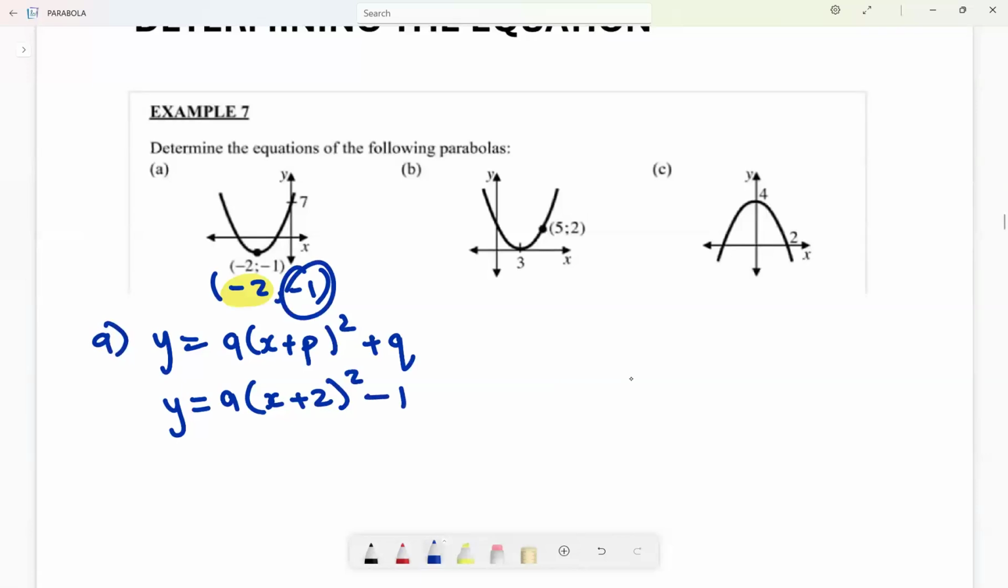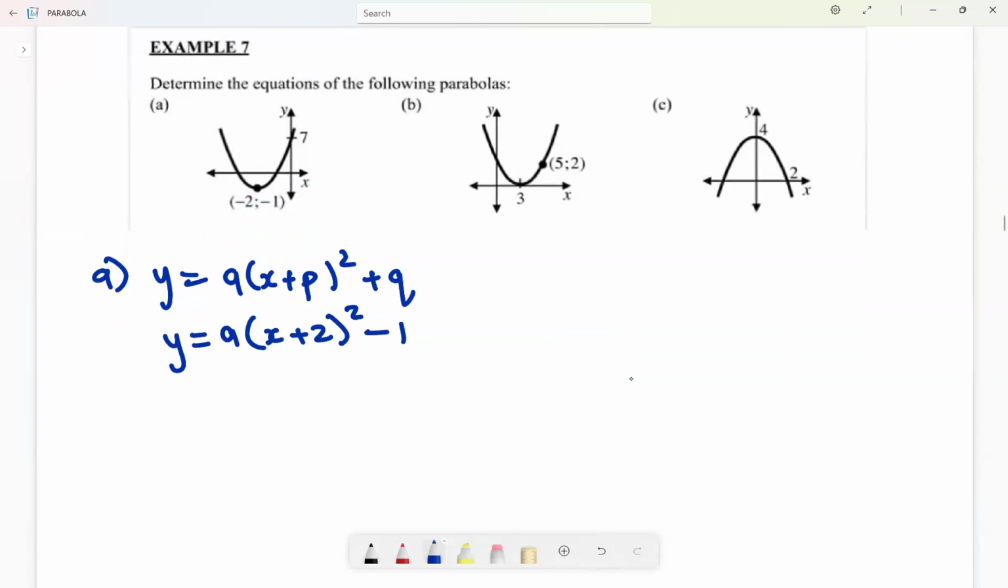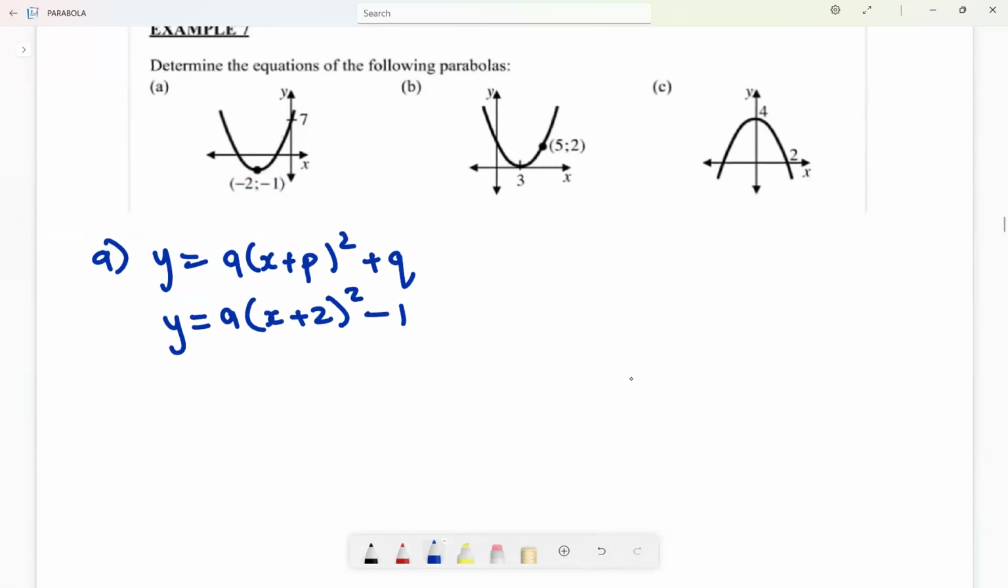This one we write it exactly as it is. Okay. Then am I done? No. Why? Because I need to find the value of A. Again, the value of A, how do I find the value of A? Any point on the graph. Any point of the graph is this one.